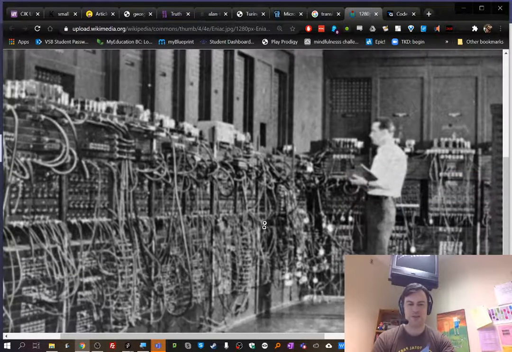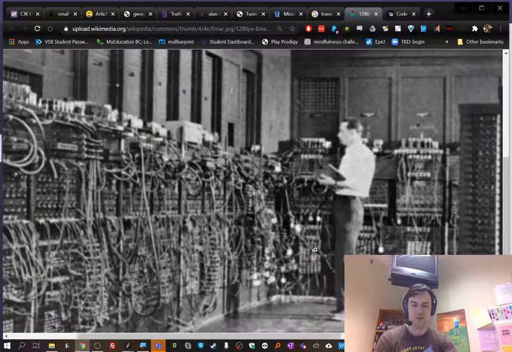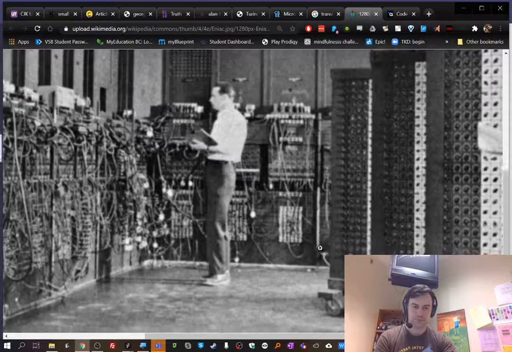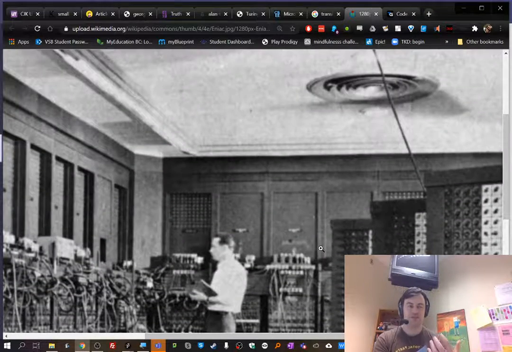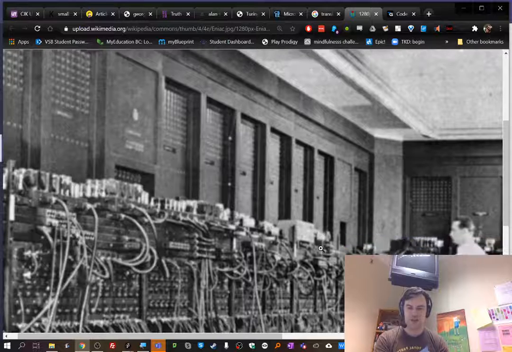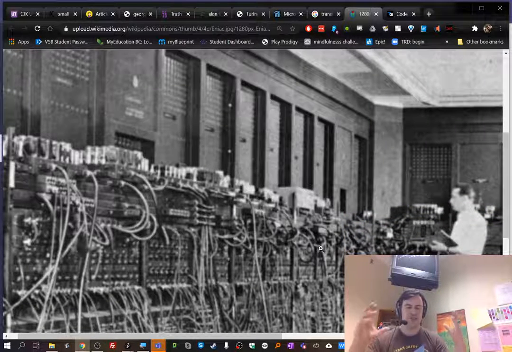But computers at this time are enormous. This man is inside the computer right now. It's just this enormous machine. And in part, it's so big because binary numbers are being represented inside of these things called vacuum tubes, and it just takes up a whole lot of space.